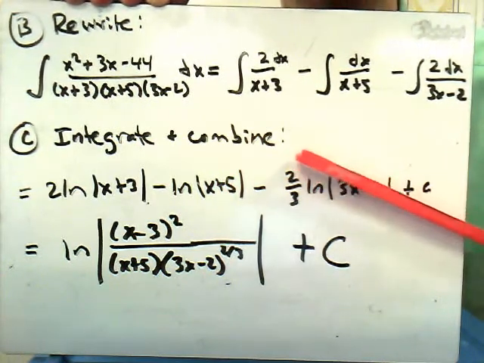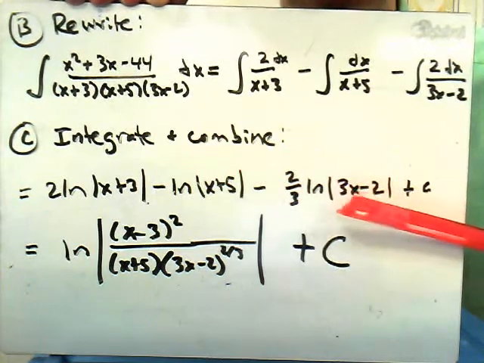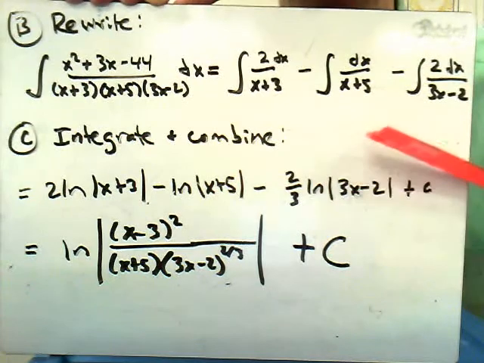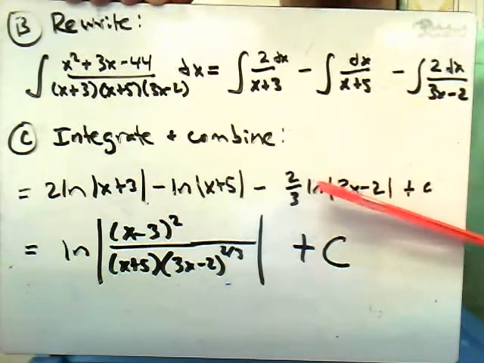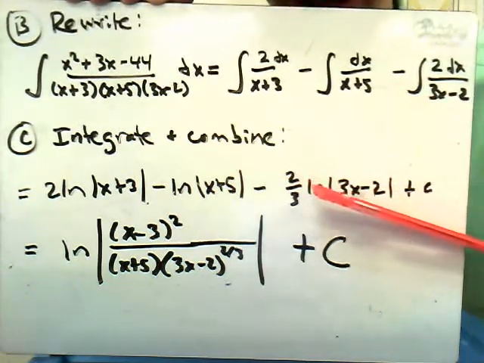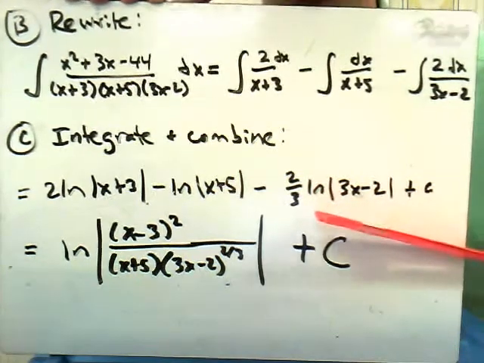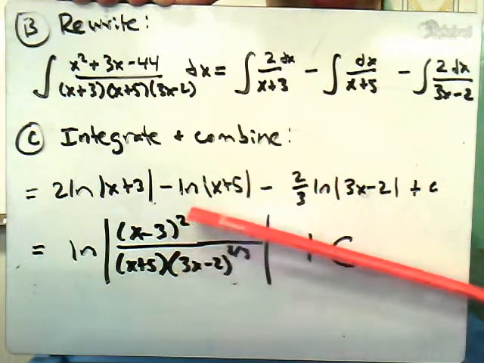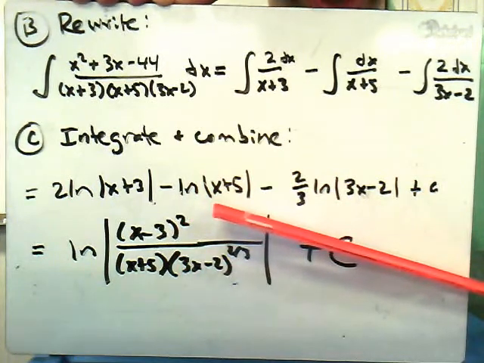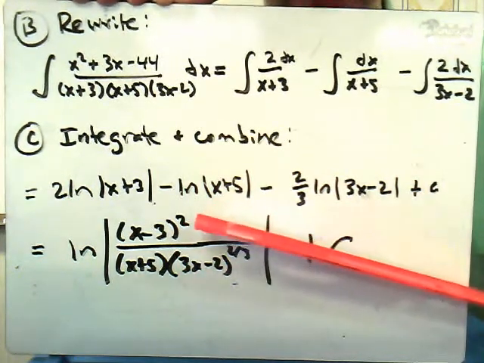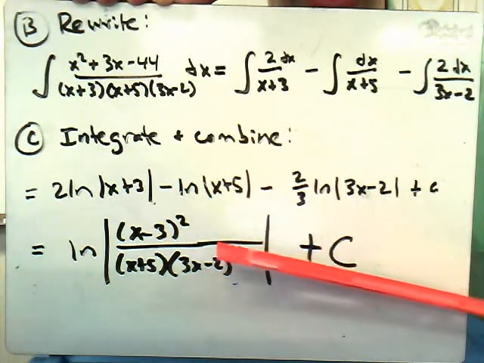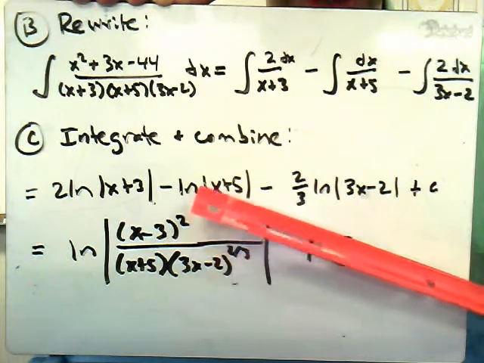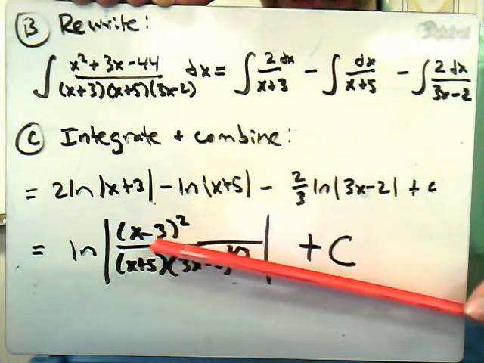The reason for the 2/3 is because of the inside function of the natural log, which is 3x minus 2. You can perform a substitution on this to figure out that we need to adjust by a factor of 1/3 in order to properly evaluate that integral. In combining this, we end up with natural log of absolute value of x plus 3 squared over x plus 5 times 3x minus 2 to the 2/3. The x plus 3 plus sign got smudged.